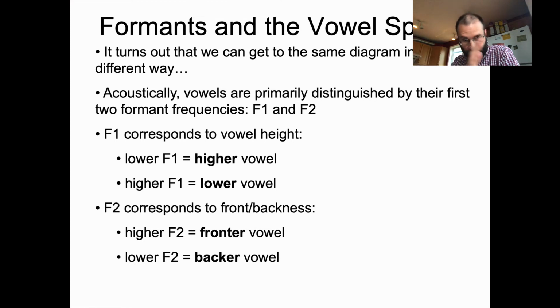F2 corresponds to front-backness. I've actually got a little diagram here I'm going to show you in a second. But F2, when you get a higher F2, it's a fronter vowel. When you get a lower F2, it's a backer vowel.